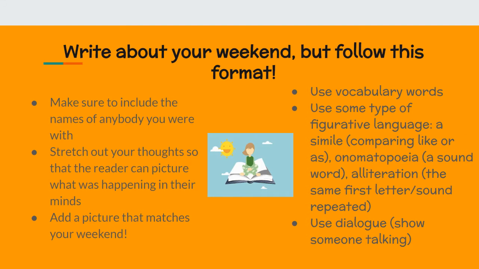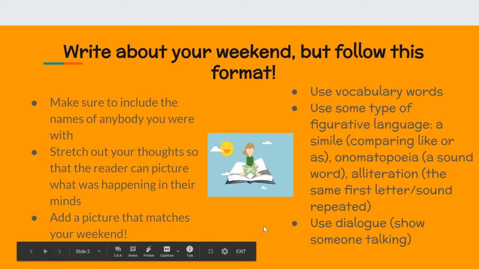So I have a little checklist for you to make sure that you include all of these things to make your writing awesome. Make sure to include the names of anybody you were with. If you were with a brother or sister, don't just say my brother or sister, say their names. Make sure you stretch out your thoughts so the reader can picture what's happening in their minds. For example, if you were having a catch with a sibling, maybe you talk about how fast you were throwing, if you had to jump up to catch a ball, if you were doing grounders and high pops, instead of just saying I had a catch. So add those details. You can also add a picture that matches your weekend.